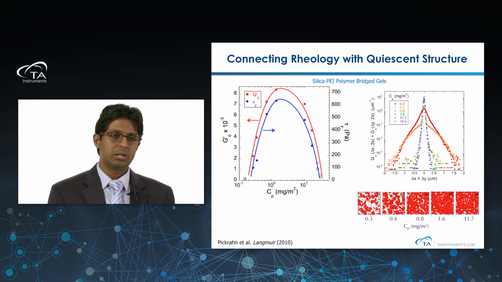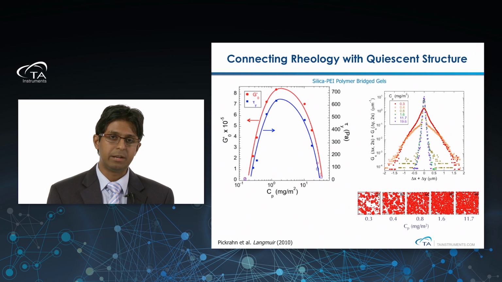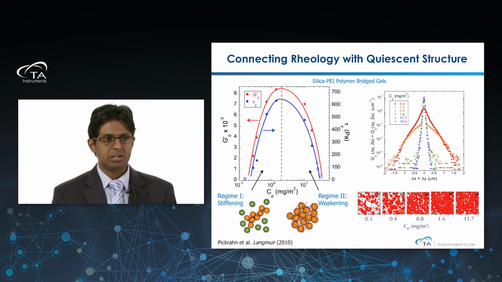And we see that initially, as we increase the polymer concentration, we increase the number of particles that are getting arrested, but beyond a concentration of about 0.8 or so, we don't see any additional increase in the number of particles that are being arrested. So then how can we rationalize this behavior?